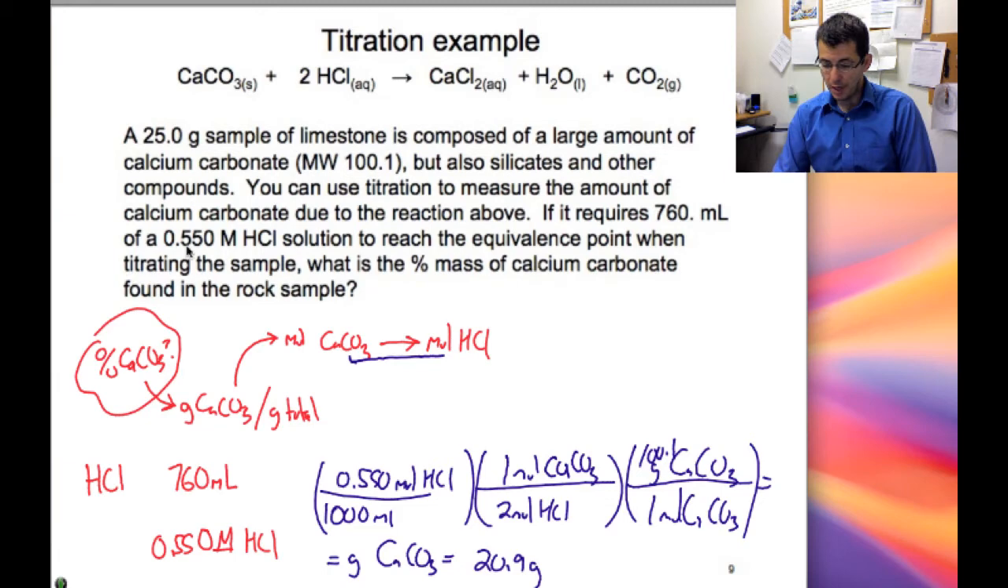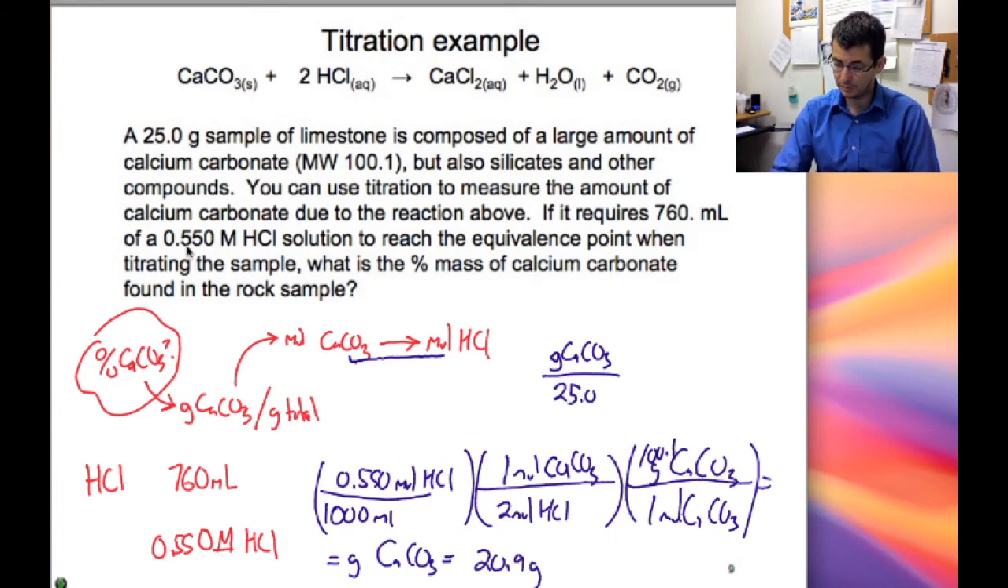Well, once we know that, we can take our actual grams of calcium carbonate and divide it by our total sample, 25 grams. Times 100 says that the percent of calcium carbonate in this would be 83.7%.